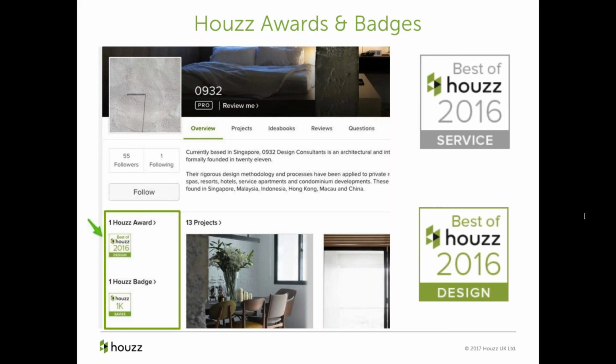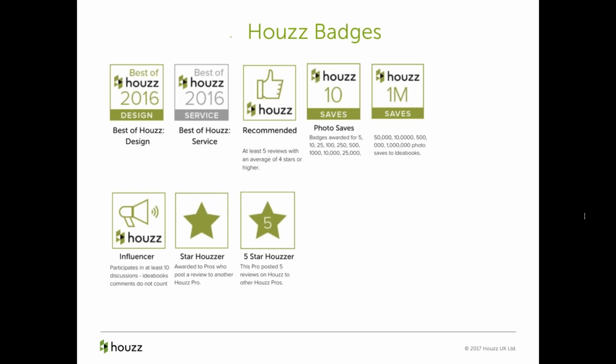The Photo Saves are awarded starting at 5. So we're looking at one photo and how many saves that photo has into other people's idea books. So it starts at 5, goes to 10, and goes all the way up to 1 million. So you will see that be updated on your profile as well.